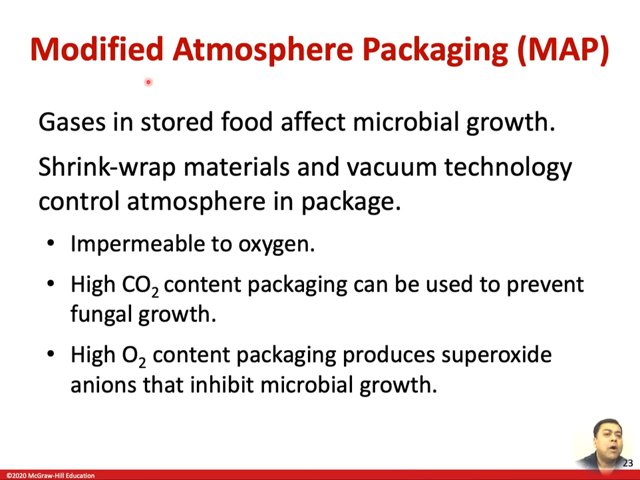On the other hand, modified atmosphere packaging, or MAP, is also important. The gases in stored food affect microbial growth, and the shrink wrap material and vacuum technology control the atmosphere in the package. This is a very interesting area that we see all the time in all products in the supermarket. First of all, some of the shrink wrap is impermeable to oxygen. When it is impermeable to oxygen, many of the aerobes which grow on the surface of the food will not grow. So that's one of the important things.